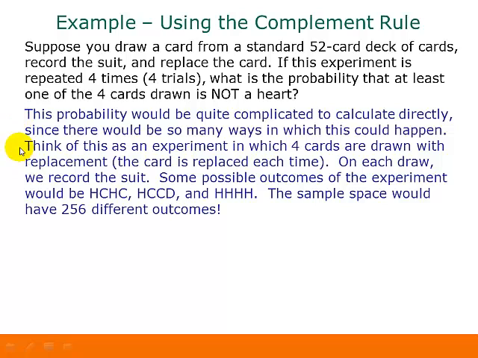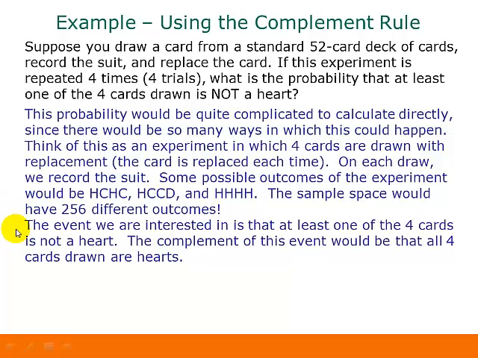If we think of this as an experiment in which 4 cards are drawn with replacement, meaning the card is replaced each time, on each draw we record the suit. So some possible outcomes of our experiment would be these. And this is where we're just using the first letter of the suit that came up. So one possible outcome would be that we got a heart, a club, a heart, and a club. Or we could get a heart, a club, and a diamond, or we could get a heart, a heart, a heart, and a heart. Now the sample space for this experiment would have 256 different outcomes.